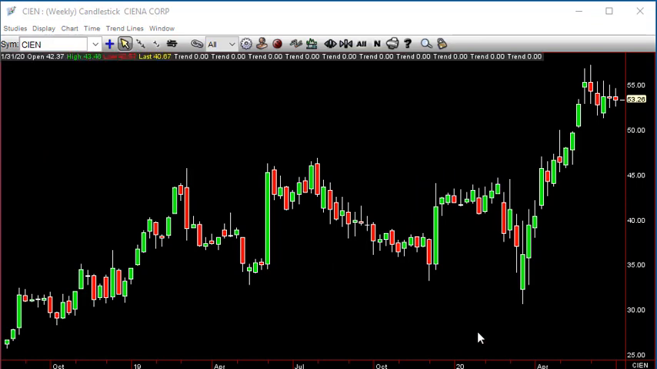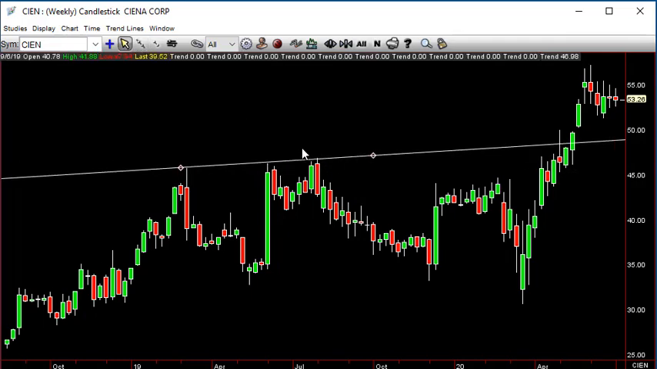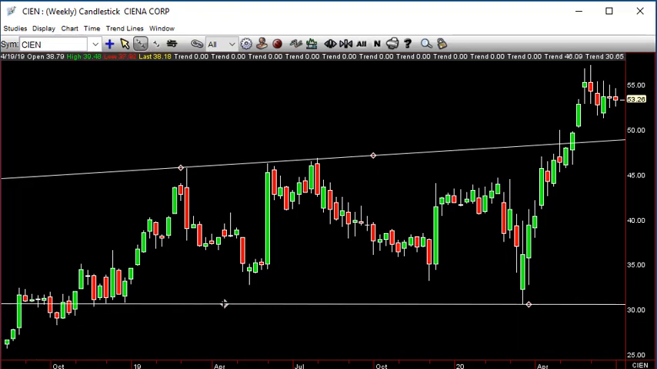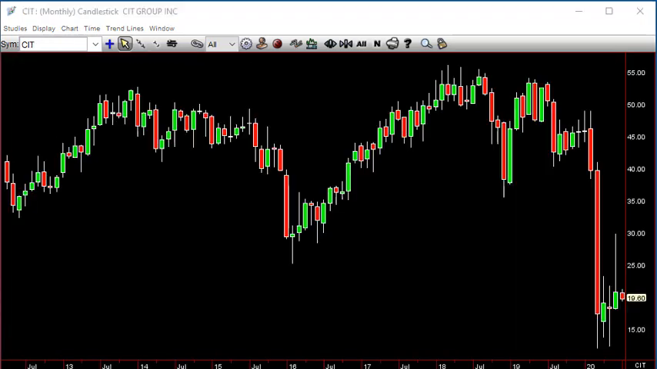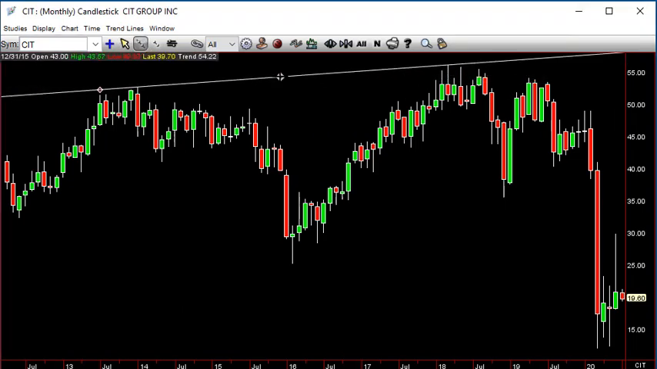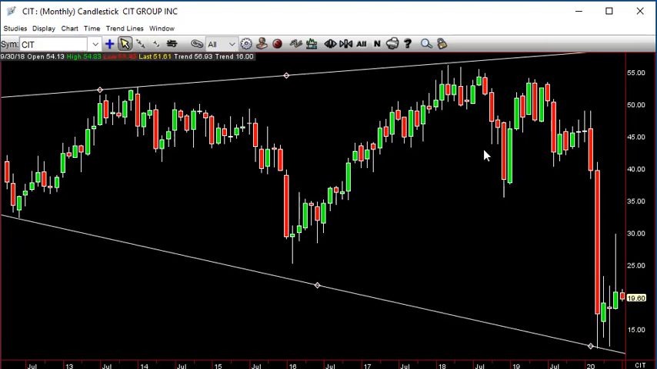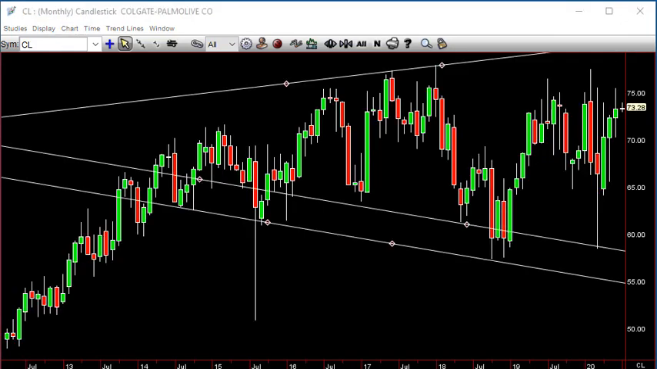Sienna. Like so. If you go to the monthly, you'll see. Here you go. Stop them out, and then we can go back the other way. See? Okay. CIT. Like so. Colgate. Got them good in here.